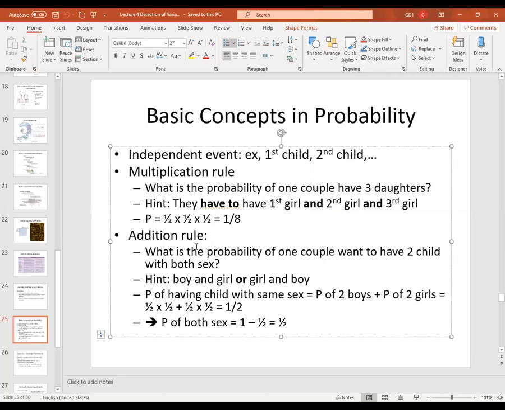Now the addition rule. What is the probability of one couple wanting to have 2 children of both sexes? Maybe 1 boy and 1 girl, or 1 girl and 1 boy. The order is not important, just the sex of both children. So boy, girl, or girl, boy, so we apply the addition rule. First we calculate the probability of having children of the same sex: P for 2 boys and P for 2 girls. This is the P of the two children having the same sex, so 50%. So P for both sexes will be 1 minus 0.5, which is 0.5.